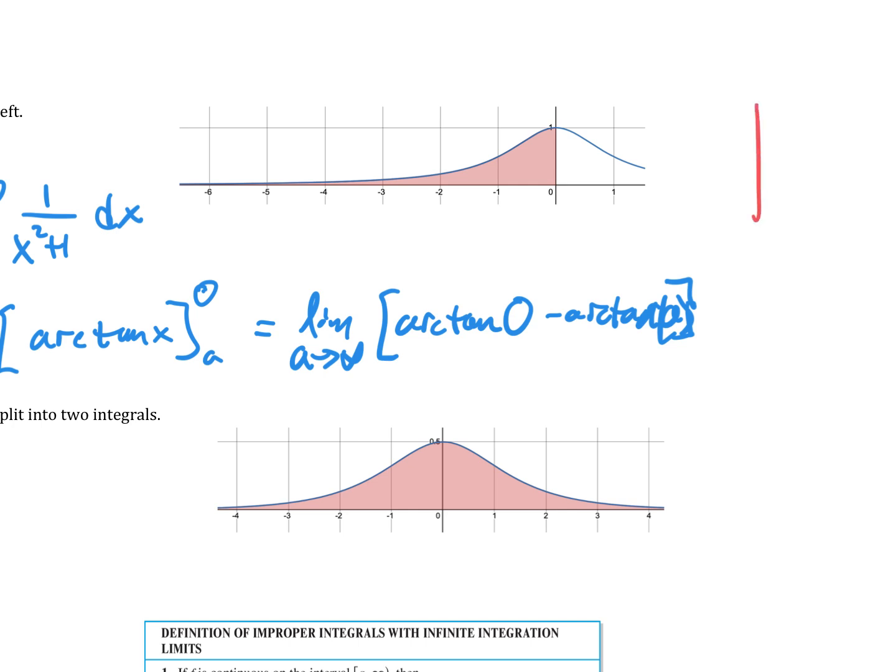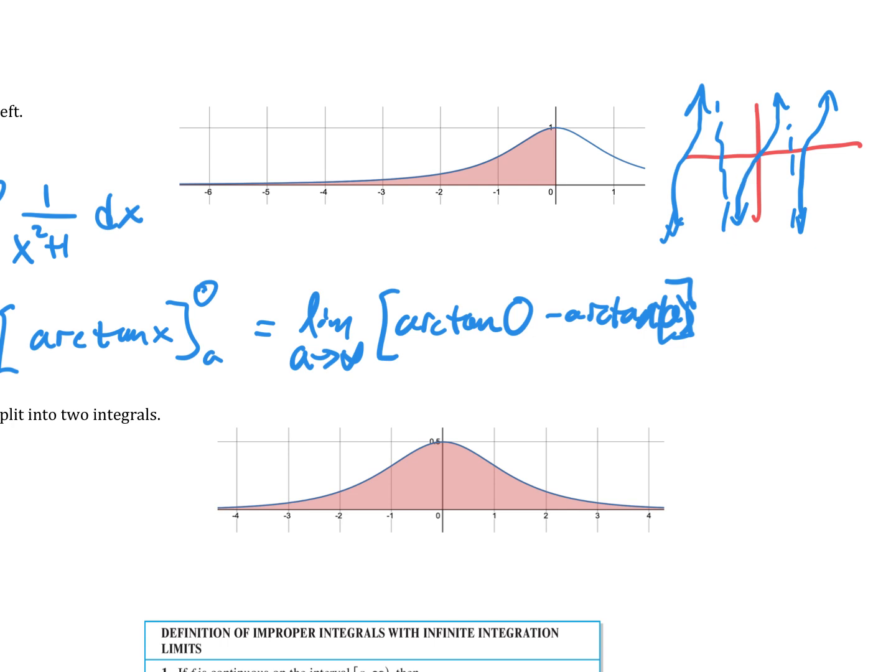Do you know what the graph of tangent looks like? Might be a good one to remember. Tangent looks like this, and has some asymptotes here. What value of x will have a tangent of 0? What angle has a tangent of 0? Well, the answer is 0. When the angle is 0, the tangent is 0.